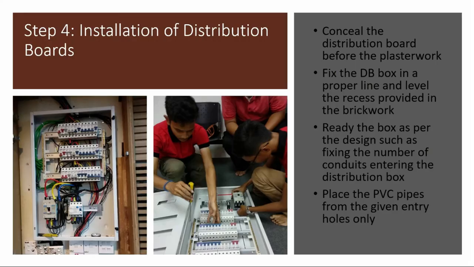Step 4. Installation of the distribution board. Conceal the distribution board before the plaster work. Fix the DB box in a proper line and level in the recess provided in the brickwork. Ready the box as per the design, such as fixing the number of conduits entering the distribution box. Place the PVC pipes in the given 3 holes only.